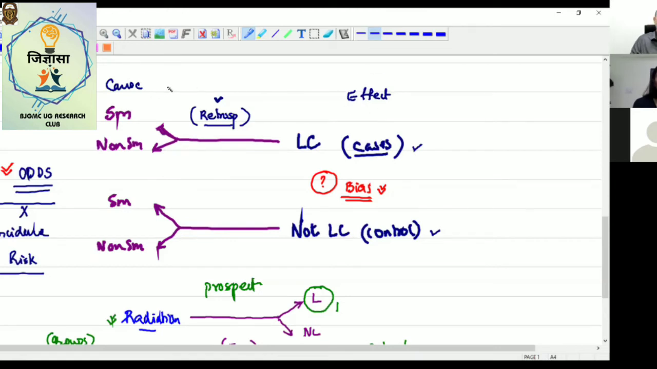So I cannot calculate incidence. What I can calculate is the odds. What are the odds of smoking in a patient of lung cancer? How many smokers in case of lung cancer? And what are the odds of smoking in case of non-lung cancer? Let's call this odds 1 and this odds 2. If I divide them, I get the odds ratio. And if the odds ratio is more than 1, I can say that the chances are there are more smokers who have lung cancer, which means smoking mostly causes lung cancer. So in this roundabout way, I tried to understand the evidence.